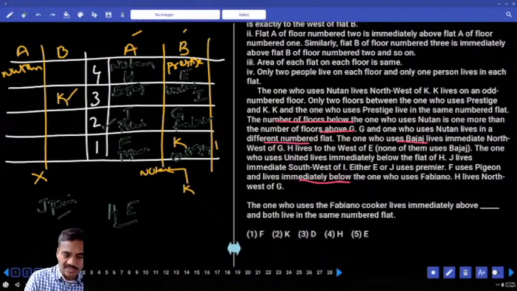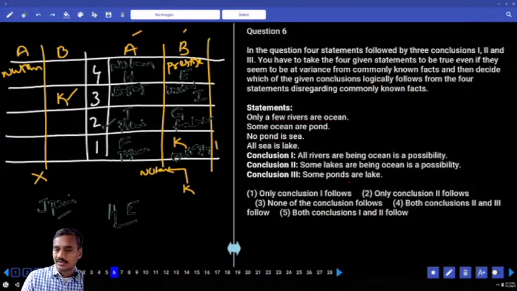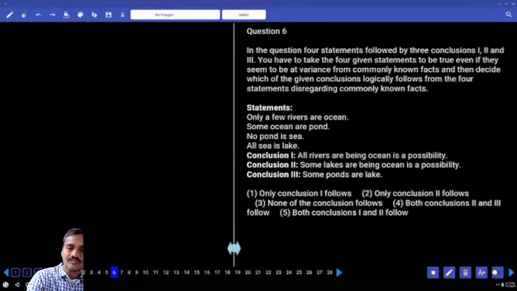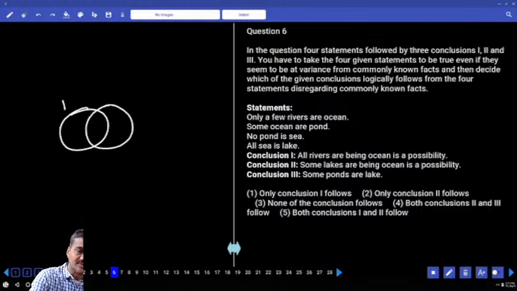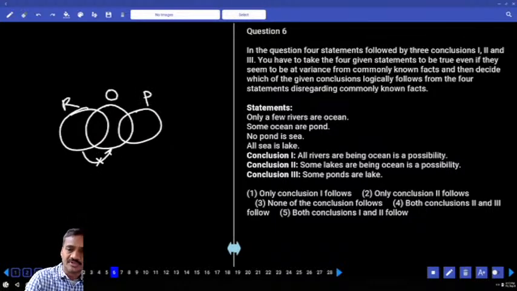Then coming to question number 6. Questions 6 to 8, these three are based on syllogisms. Only a few rivers are oceans. Only some of the rivers are oceans, but not all. Some oceans are ponds, and no pond is a sea. There is no intersection between a pond and a sea.